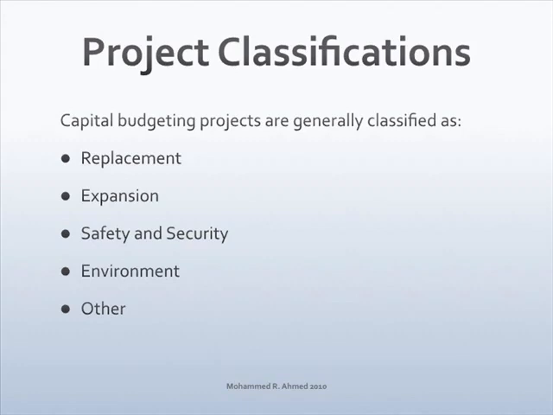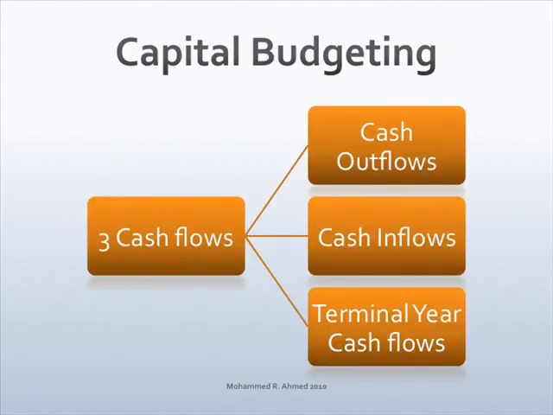The goal of the capital budgeting analysis is to determine the profitability of the project. Profitability of the project is determined by analyzing three cash flows of the project. 1. Cash outflows, the money invested in the project. 2. Cash inflows, money generated from the investment. 3. Terminal year cash flows, money received from the sale of the used assets at the end of the project.